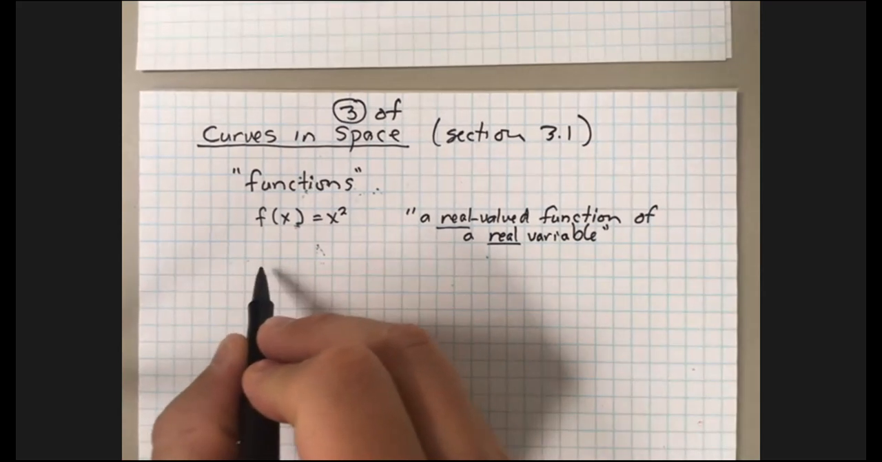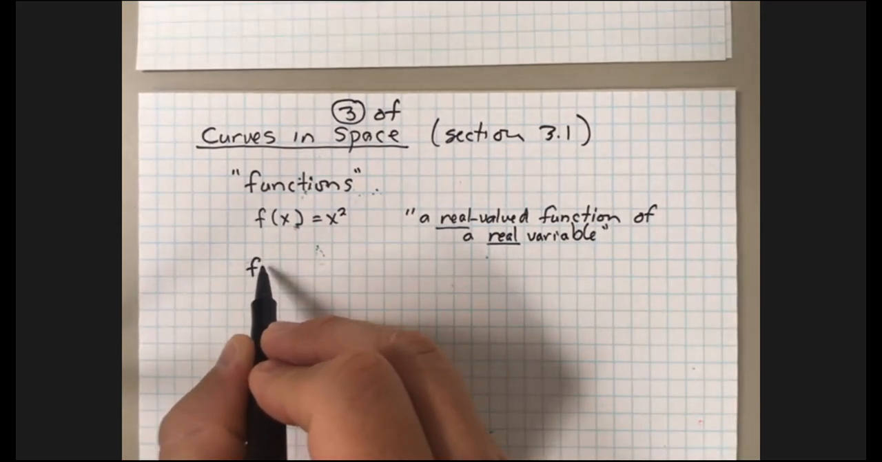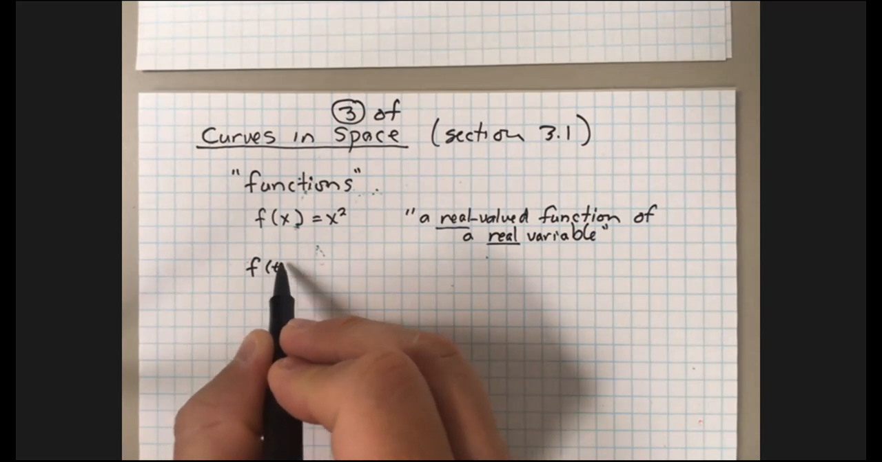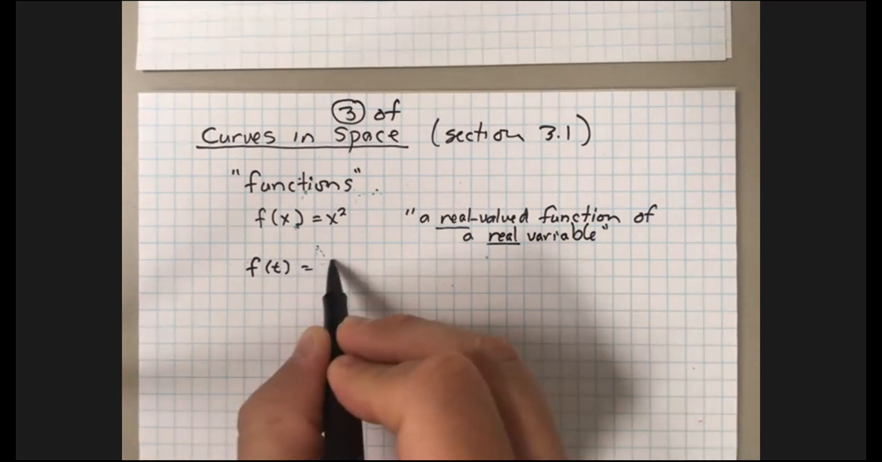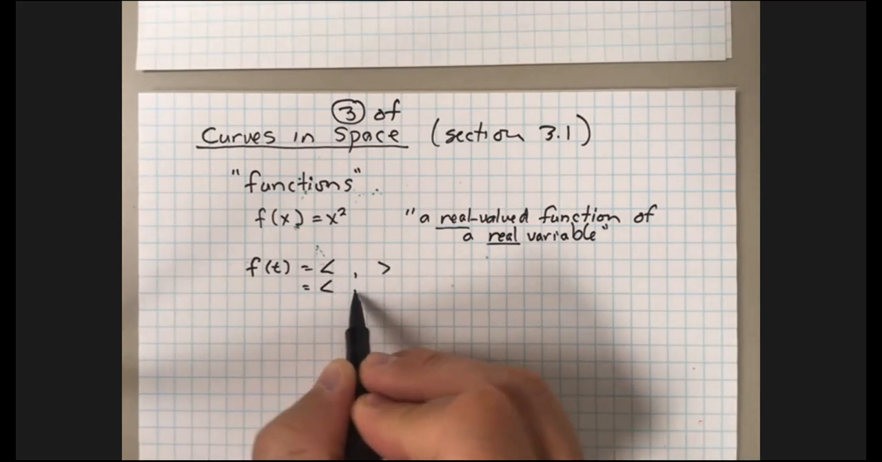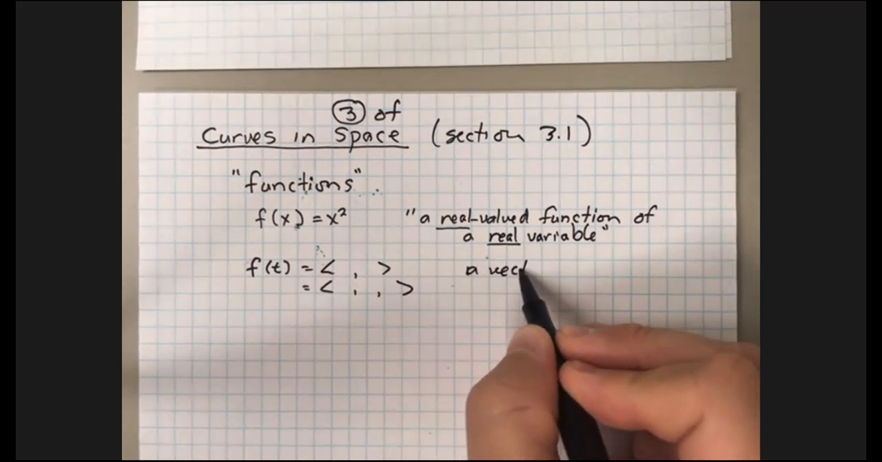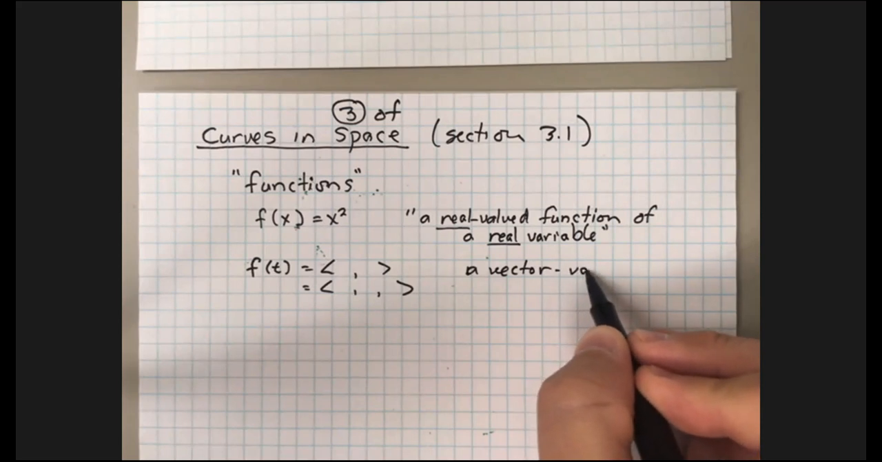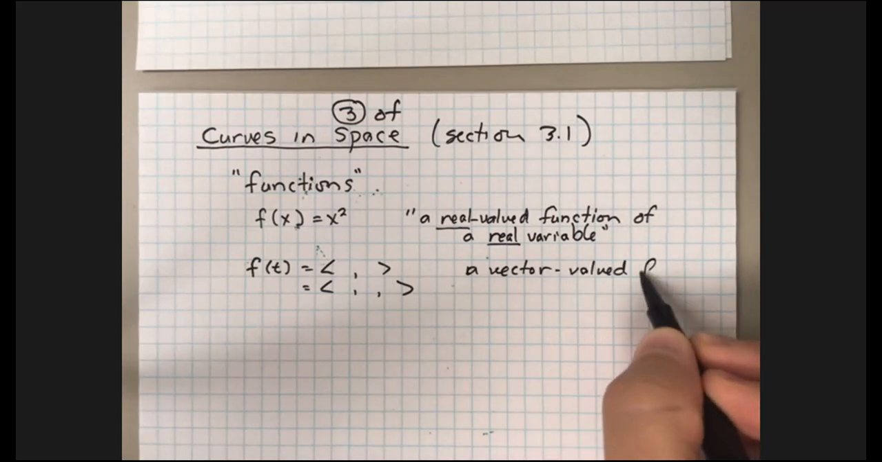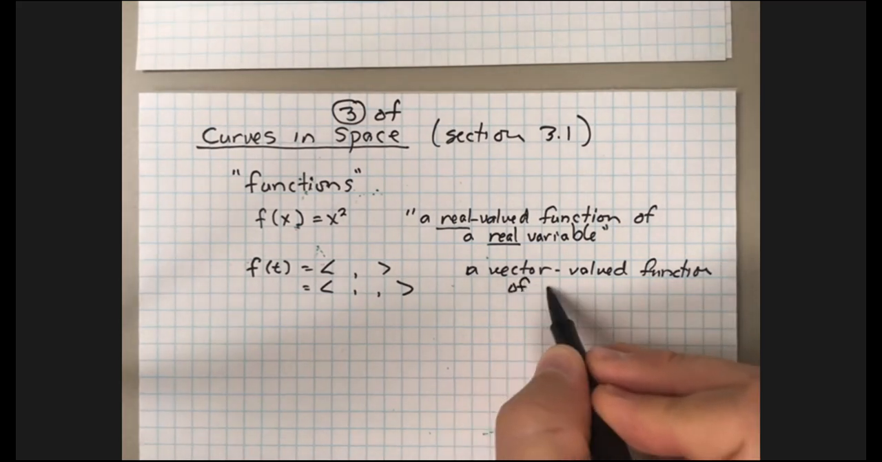Okay, now let's talk about this. The next step we're going to take is, what if I put a real number in and got a vector out? This would be called a vector valued function of a real variable.